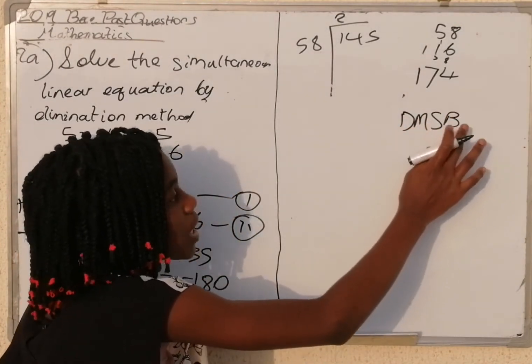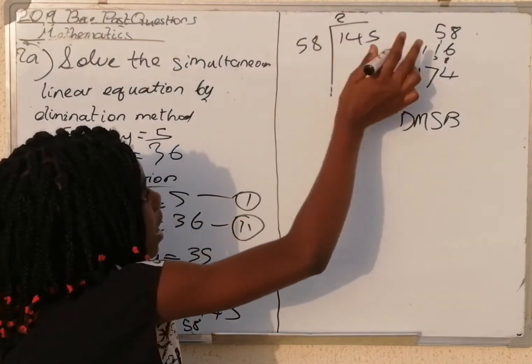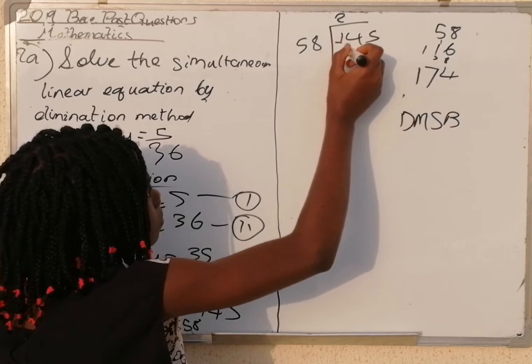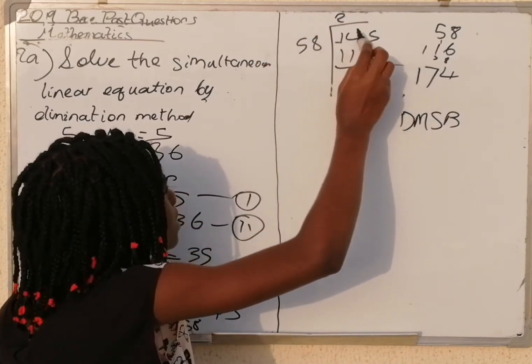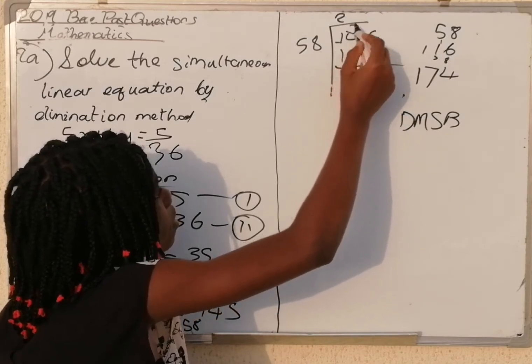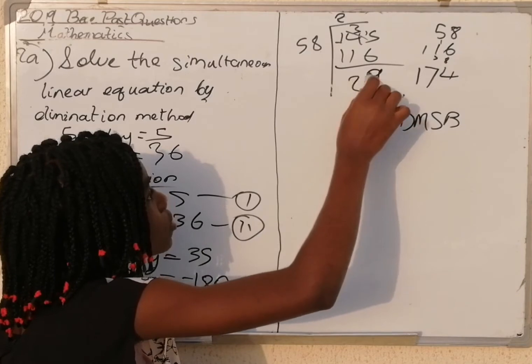Divide, multiply, subtract, bring down. So we have divided, now we multiply. 2 times 58 is 116. So we subtract. I think we need to borrow. So this becomes 3. 15 minus 6 is 9. 3 minus 1 is 2.